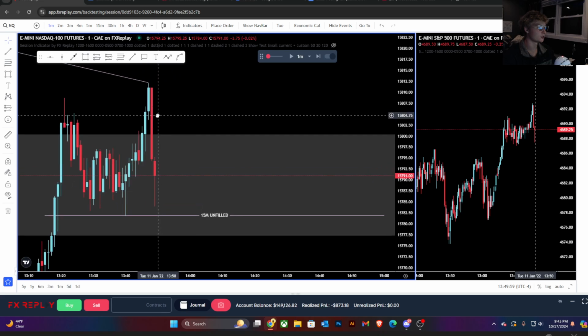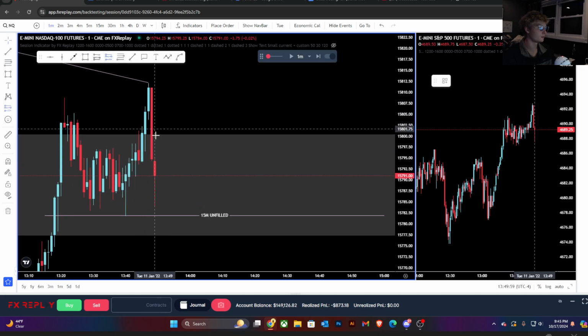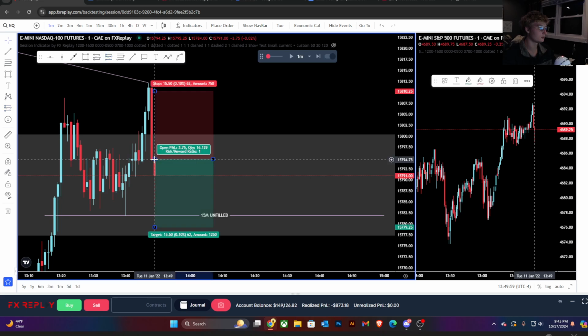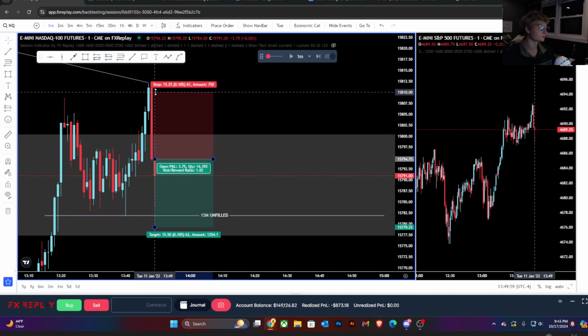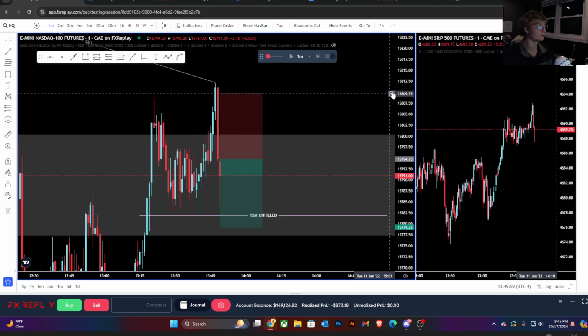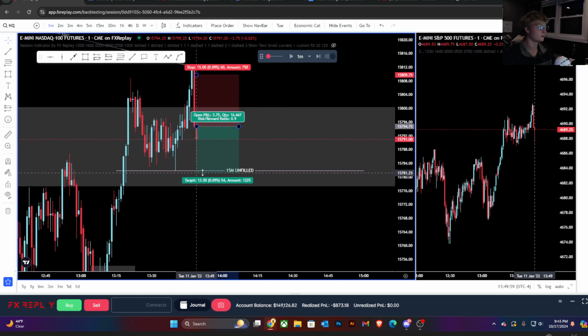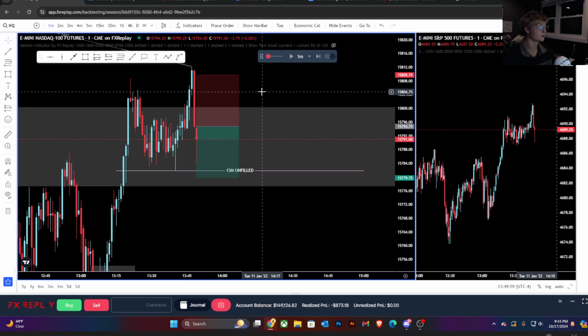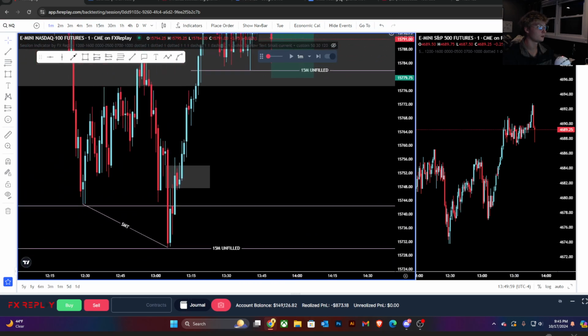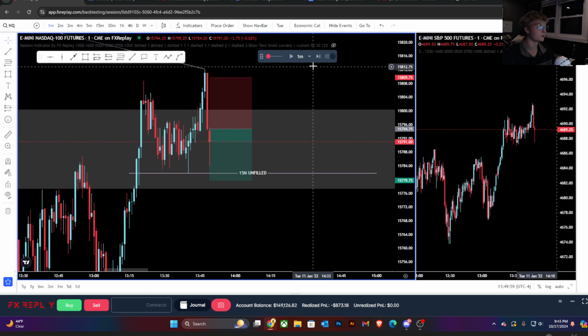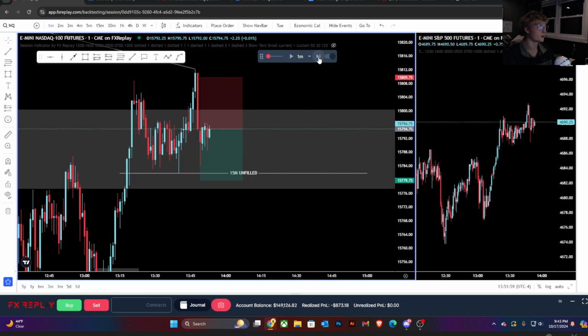1 minute inversion. High displacement. Run 15 point stop. It's not even worth it for the RR. Not really targets below. See, I'm not in this.